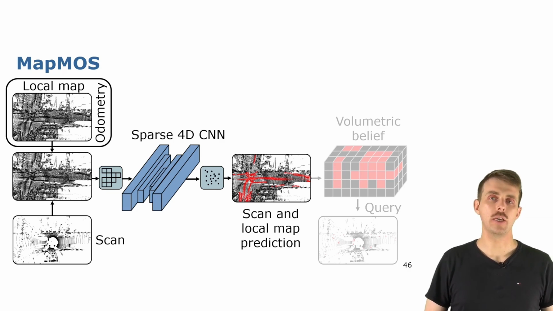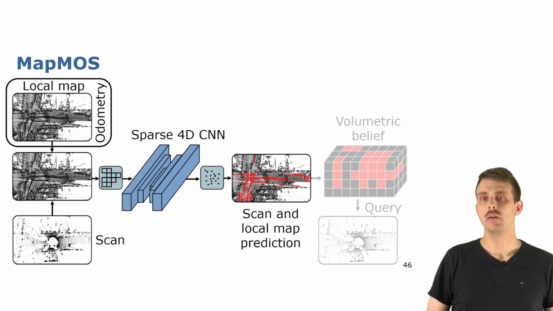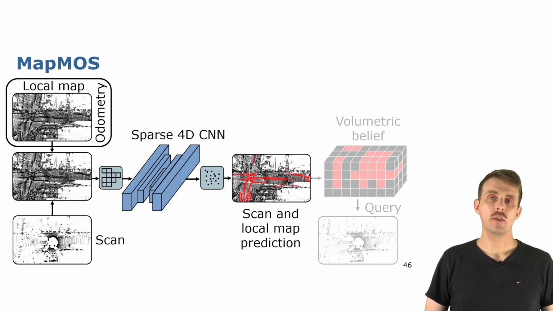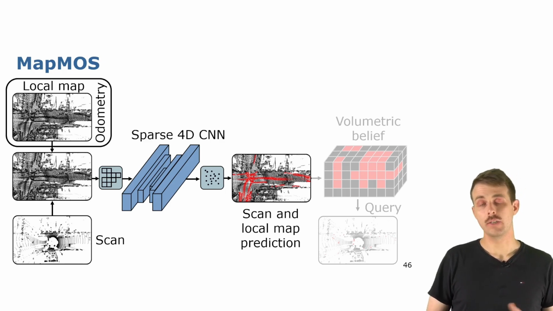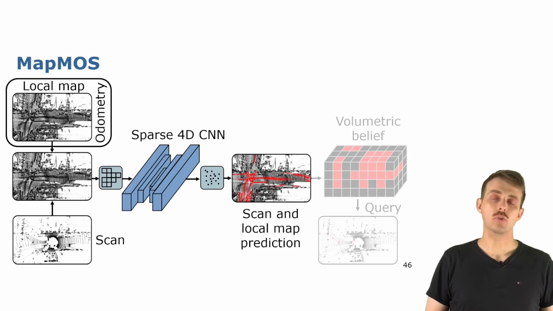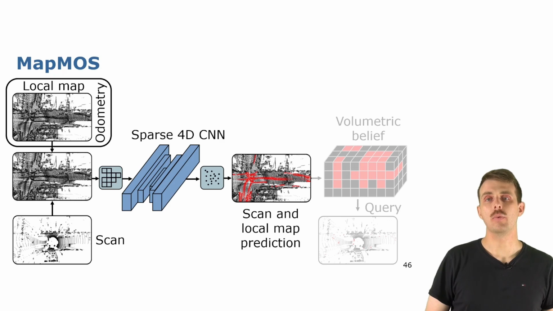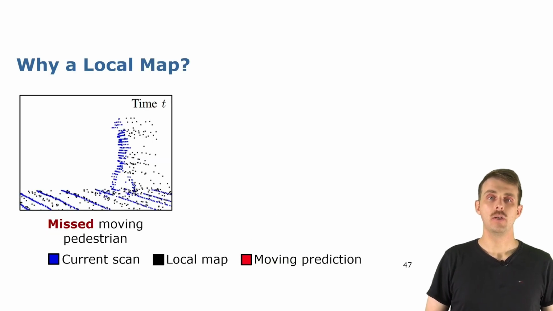At the output stage, we again get a per point prediction, this time for basically all points in the scan and also the map. And as you see in this image, we can now also identify these ghost trails, so the points of moving objects that we still have in our local map. You might now ask, what is the advantage of such a local map?